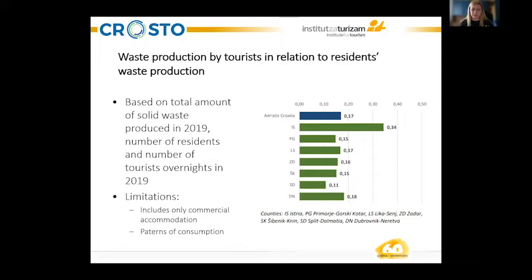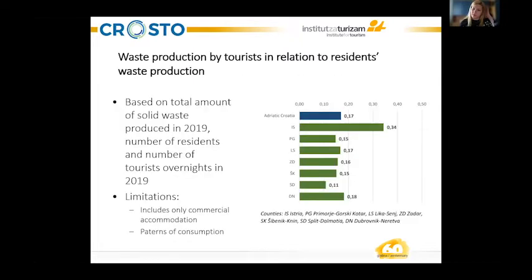Of course, this indicator has some limitations. It includes only commercial accommodation, and the patterns of consumption are under the assumption that tourists and residents have the same patterns of consumption, which is not necessarily correct. But since in Adriatic Croatia we have a lot of tourists staying in private accommodation, most of their actions are very similar to the residents. So we could establish that assumption.